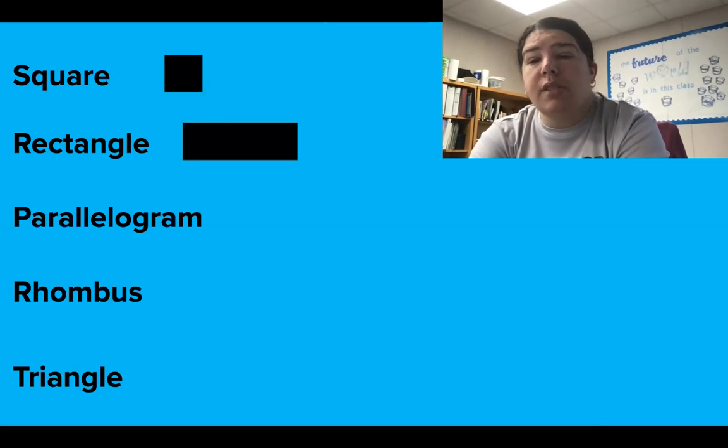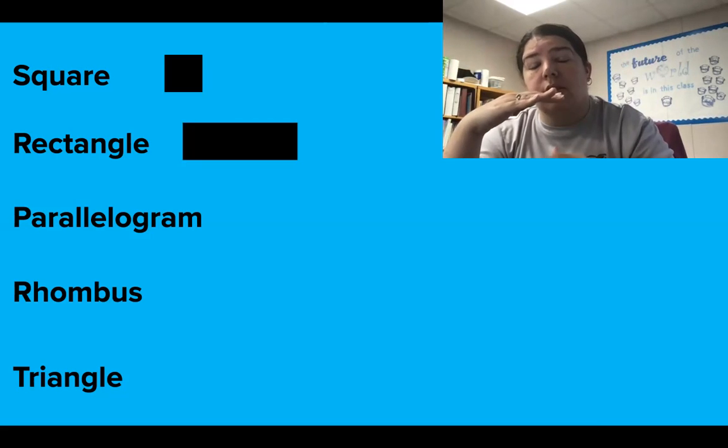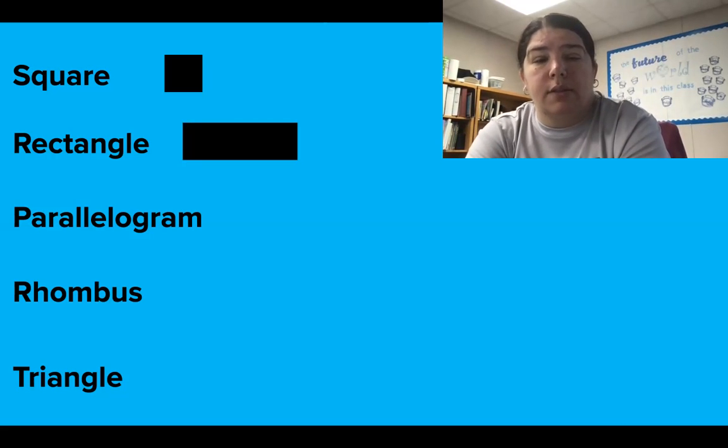But only two sets of parallel lines, right? Just like the square, two sets of parallel lines. Also, it has two sides that are the same size and two sides that are the same size. Okay, so that's a rectangle.